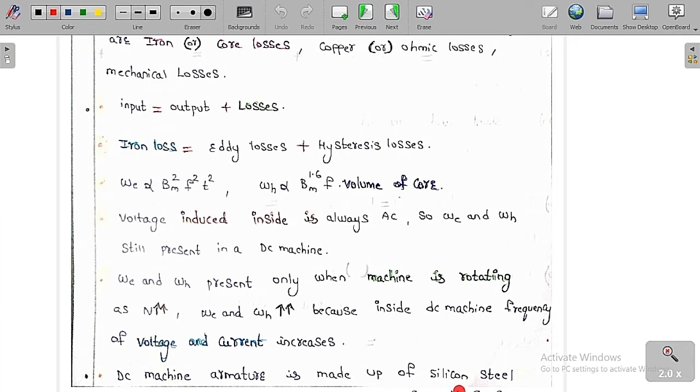The DC machine armature is made up of silicon steel. I have already told you this in a detailed manner. In a DC machine, the yoke is non-laminated, the poles are laminated, and the armature core is also laminated. The armature core is laminated to reduce the eddy current losses, and it is made up of silicon steel laminations.